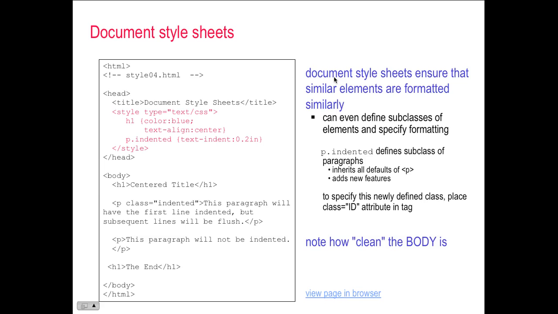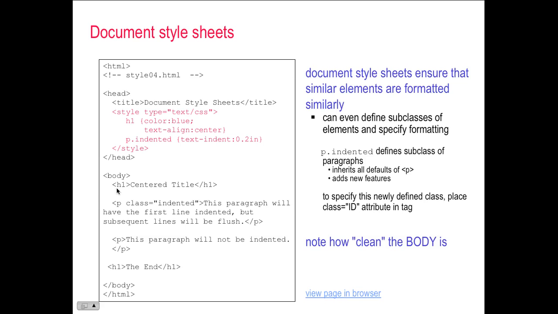But so here we have the document style up at the top. It ensures the entire document is formatted that way. You can even define subclasses of elements and specify formatting for that. So p.indented defines a subclass of paragraphs. So in here it's all of the defaults. So if p adds a new feature, the indentation. To specify the newly defined class, you place the class ID attribute in the tag.